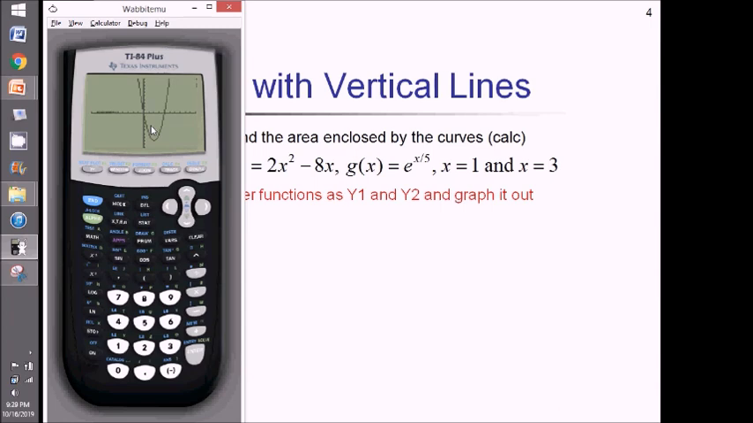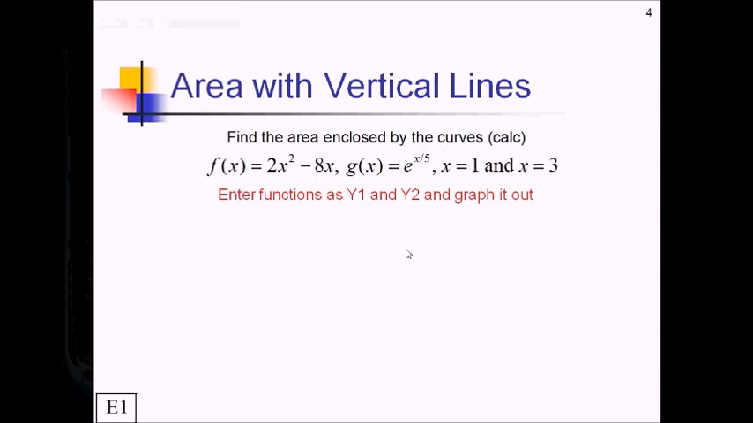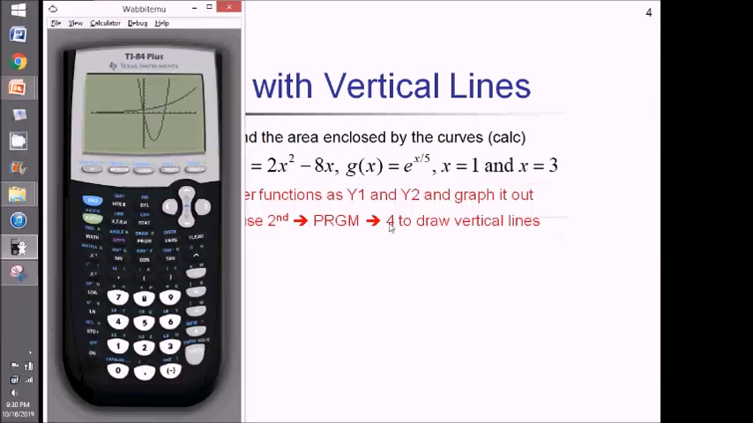So there's a parabola. Here's my exponential function. And before I find the area here, I also have to take into account these vertical lines, which, by the way, you can graph these out if you use second program and option 4. So that's just the draw menu on your calculator. You have to quit out of the graph to really use these vertical lines.